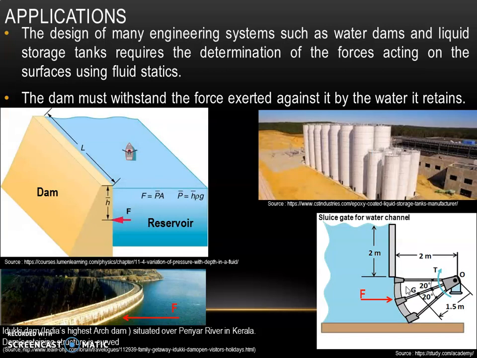This is the sluice gate which is used to regulate the flow of water through the water channel. When the gate is closed, there will be force exerted by this static fluid on its curved surface. So in order to prevent failure of this gate, we need to know how much is the resultant force exerted by the static fluid.